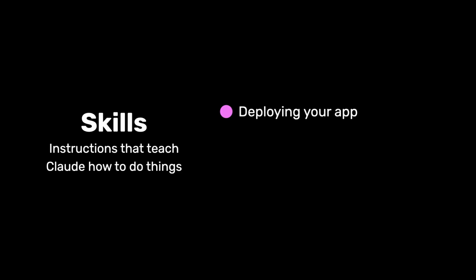Let's say you want Claude to follow a few steps before deploying your application. Instead of writing those steps in your prompt every single time, you can create a skill for that. Or let's say you want Claude to generate API documentation following your team's format. Again, you can create a skill for that, so you don't have to type the instructions every single time.